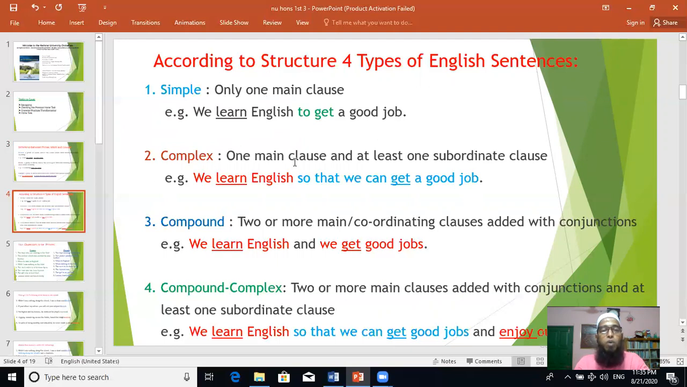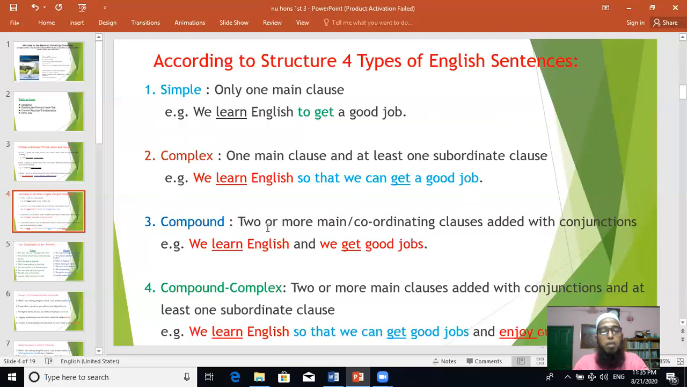A complex sentence has one main clause and at least one subordinate clause. So if in any sentence we find one main clause and one subordinate clause, then it is a complex sentence. For example, we learn English so that we can get a good job. To count or find out clauses, we have to look for the verb. You see, learn is one verb and get is another verb. We learn English is the main clause because it is complete in sense. So that we can get a good job is incomplete in sense. So this is a subordinate clause. That's why this sentence is a complex sentence.